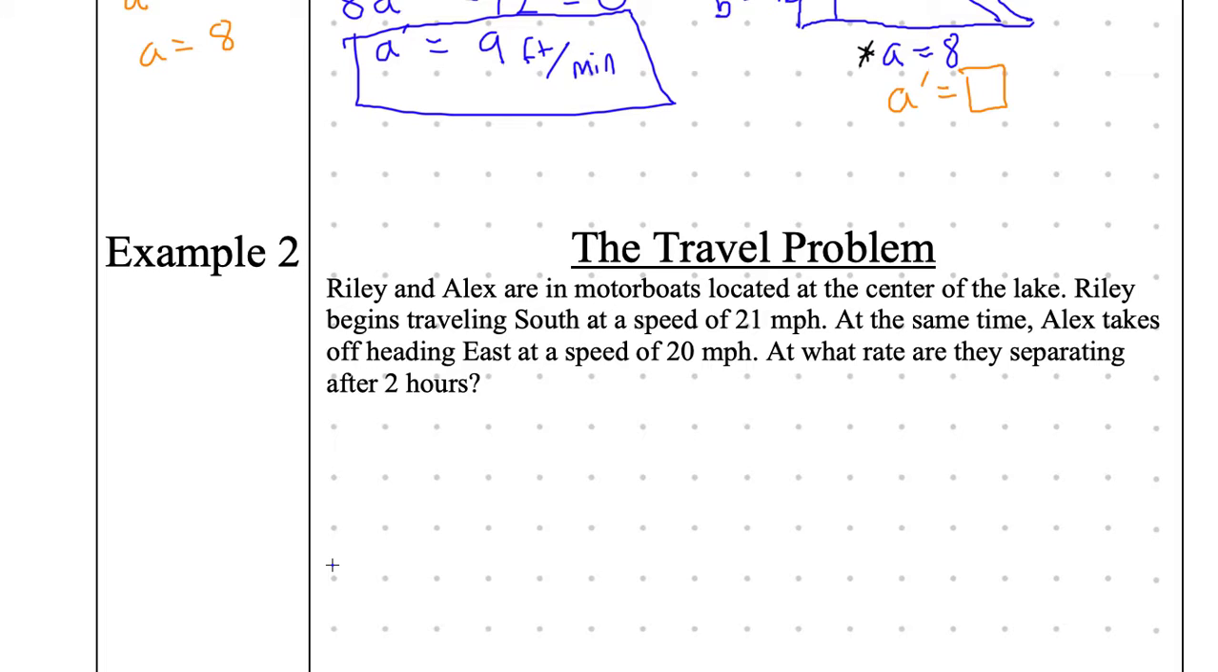Rayleigh and Alex are in motorboats located at the center of the lake. Rayleigh begins traveling south at a speed of 21 miles per hour. At the same time, Alex takes off heading east at a speed of 20 miles per hour. At what rate are they separating after 2 hours?